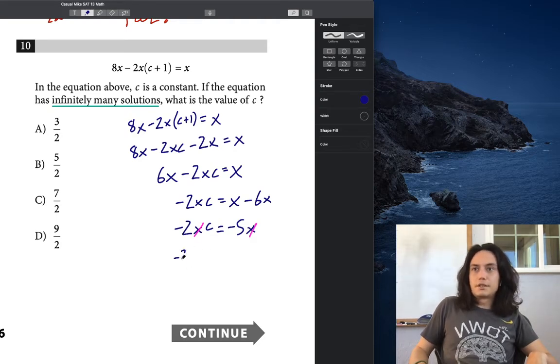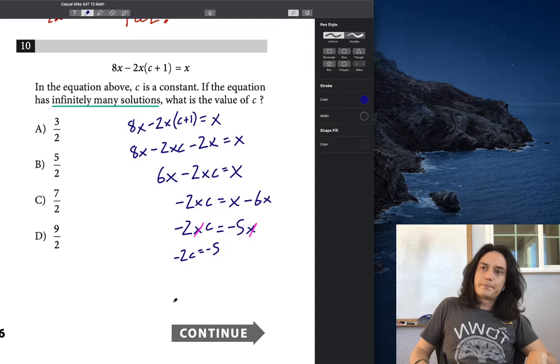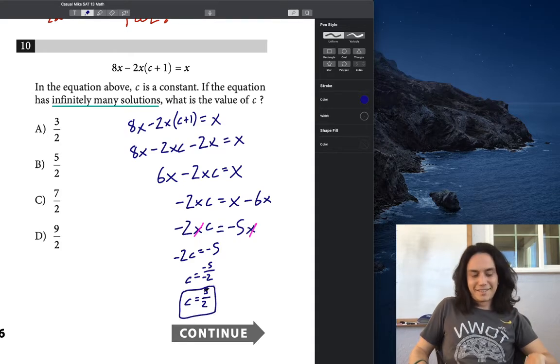So we're going to take these x's out. This is negative 2c equals negative 5. And then c equals negative 5 over negative 2. That's just c equals 5 over 2. So this is an appropriate answer.